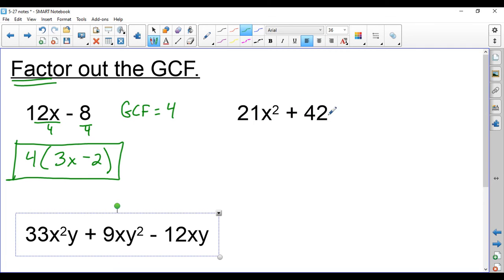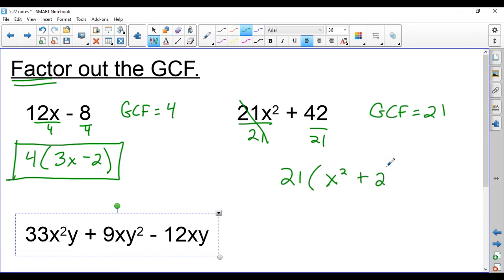Over here, I have 21x squared and 42. One thing to check with numbers is to see if the lower number goes into the larger one. 21 is a factor of 42. If the smaller number is a factor of the larger one, then that smaller number is your GCF. I have x squared, and I just have 42. So I can't take out any variables. I'm going to divide each of these by 21 and put the 21 in front of the parentheses. When I do that, the 21s cancel out, and I'm left with x squared plus 42 divided by 21 is 2, and I'm done.